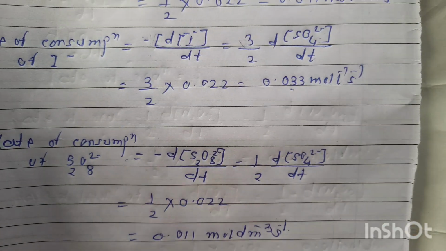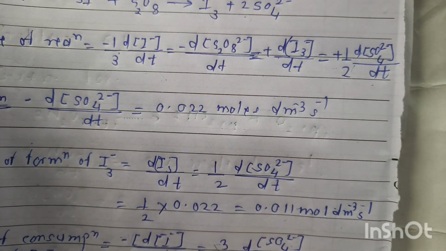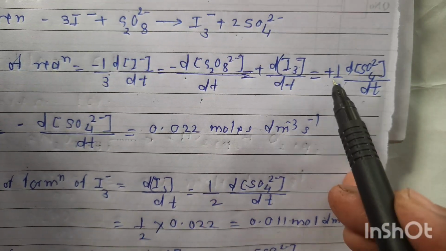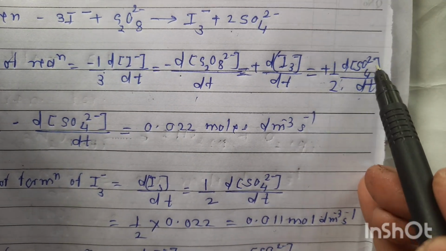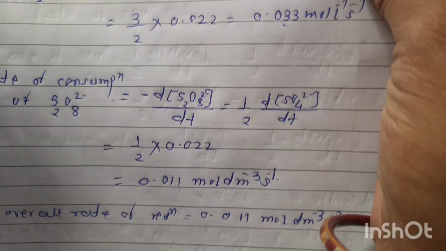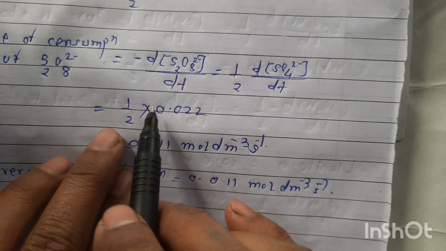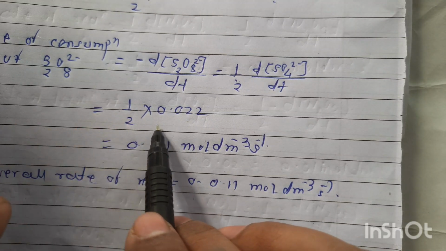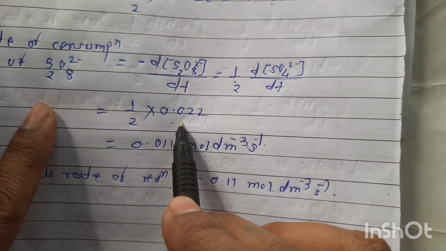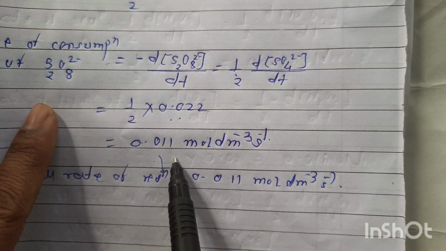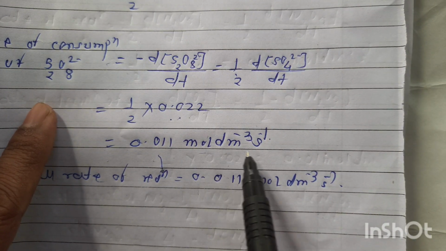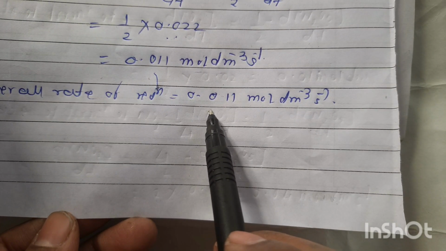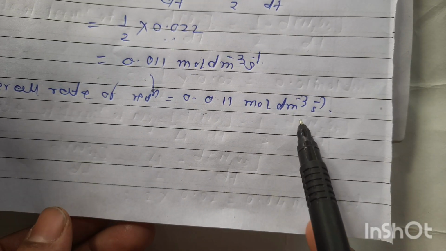Next one is the rate of consumption of S2O8 2 minus. Again we are going to relate this with this one, that is the rate of consumption of S2O8 2 minus by dt is equal to half of dSO4 2 minus by dt, right? So let us take the same equation here. The rate of consumption of S2O8 2 minus is equal to half into its value, that is 0.022. So we get this answer, that is 0.011 mole per dm cube per second. So what is the overall rate of reaction? That is nothing but 0.011 mole per dm cube per second.